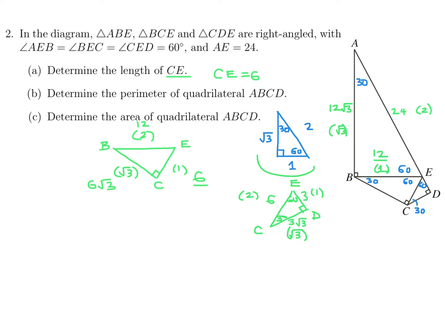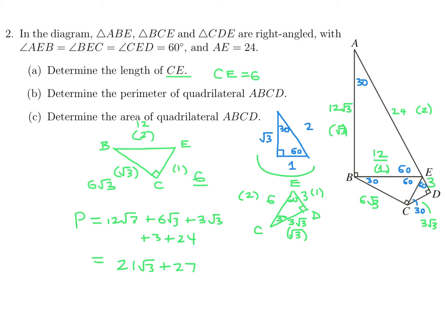All right, great. So let's label this now. BC, I think, was 6 root 3. CD I got as 3 root 3. ED I got as 3. And I think that's it. So perimeter was going to be 12 root 3 plus 6 root 3 plus 3 root 3 plus 3 plus 24. And I believe that is going to be equal to 21 root 3 plus 27. All right, that takes care of B.